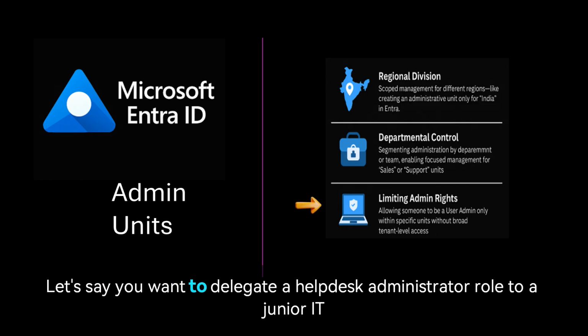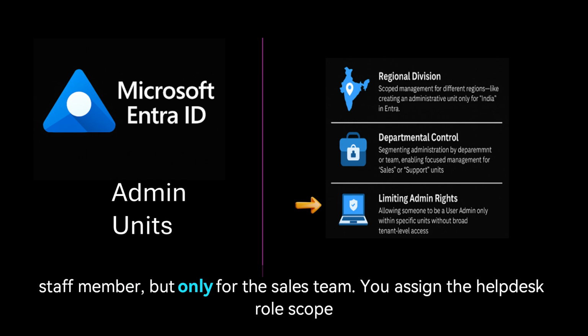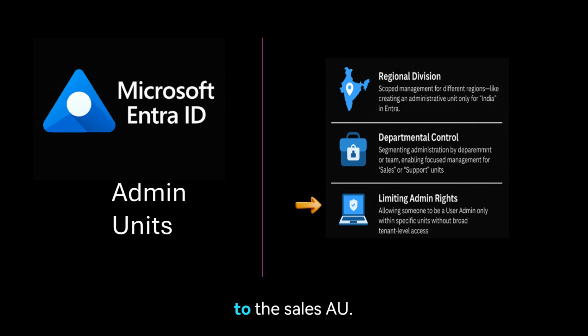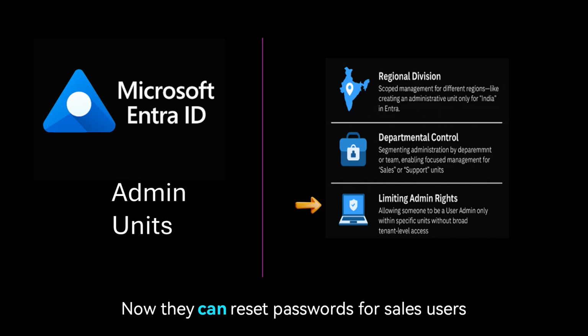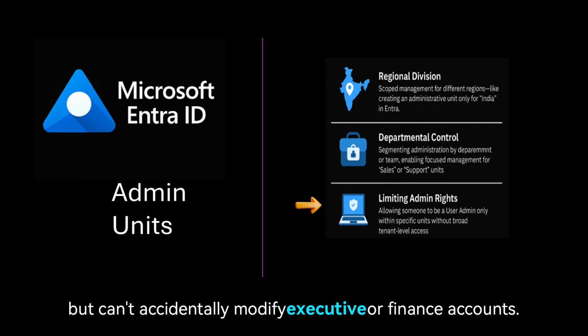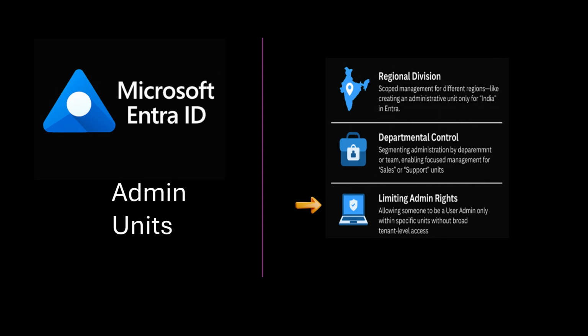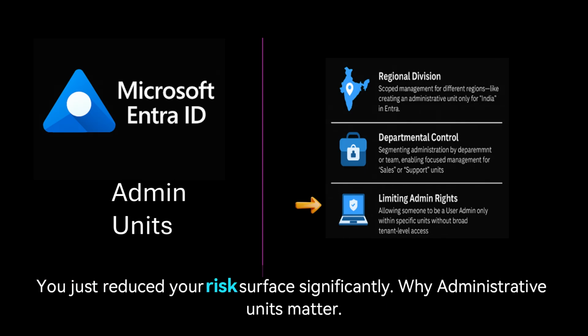Let's say you want to delegate a help desk administrator role to a junior IT staff member, but only for the sales team. You assign the help desk role scope to the sales AU. Now they can reset passwords for sales users, but can't accidentally modify executive or finance accounts. You just reduced your risk surface significantly.